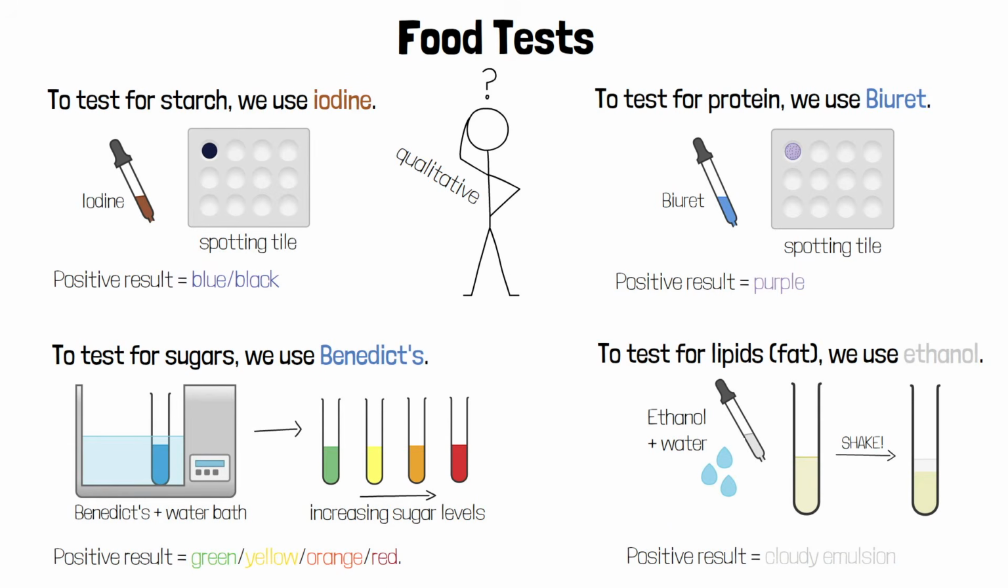These are qualitative tests. This means they can tell us whether each nutrient is present, but they can't tell us exactly how much. They're also quite subjective because they rely on detecting a colour change, which can be influenced by people's opinions.